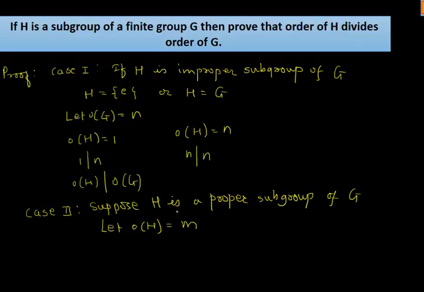Now we'll prove this case by using the concept of cosets. Since the order of H is equal to m, what is its meaning? The meaning is that the set H contains m distinct elements. So let H contain m distinct elements h1, h2, and the last element will be hm. These are the m elements.